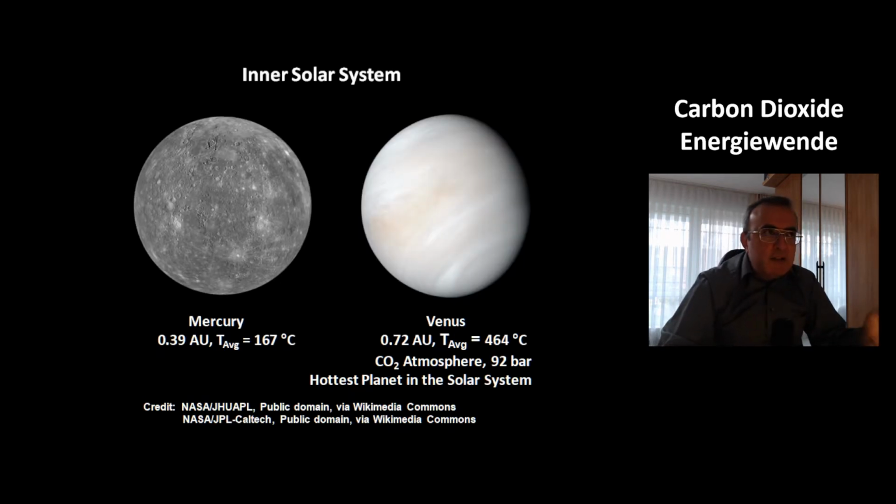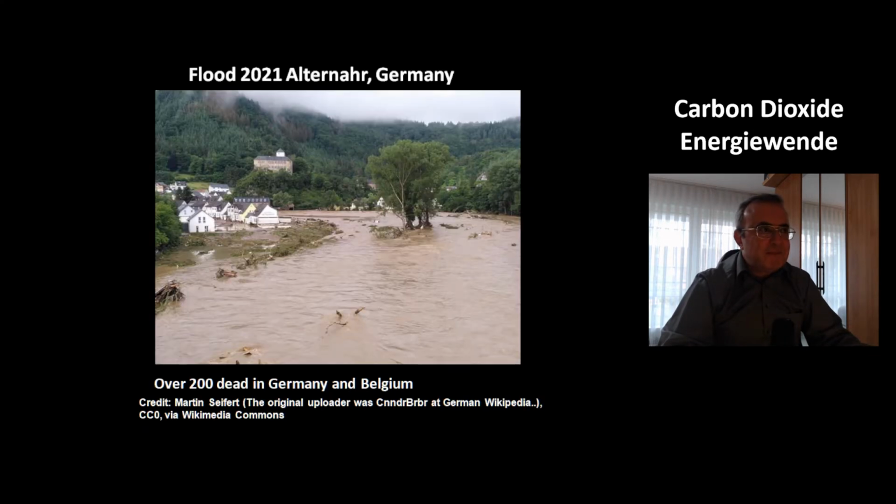A comparison of the inner solar system planets gives you an idea of the power of the greenhouse effect. The planet Mercury is just at 0.39 AU. It's closest to the Sun. It's quite hot with 167 degrees Celsius. However, the planet Venus with 0.7 AU is the hottest planet in the solar system with 464 degrees Celsius. And that's because of its dense CO2 atmosphere with 92 bar atmospheric pressure.